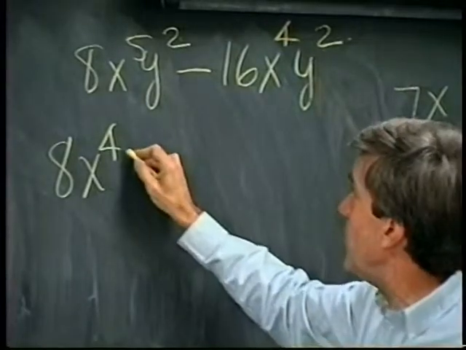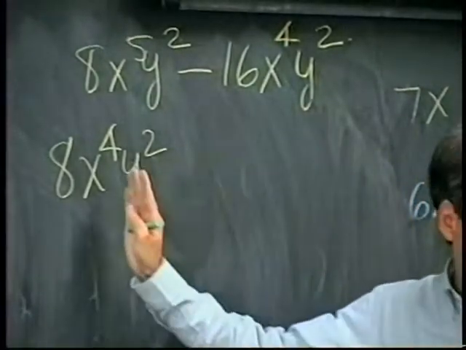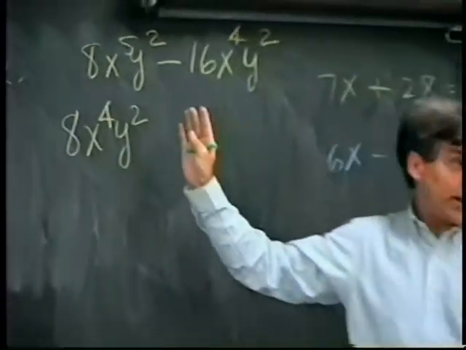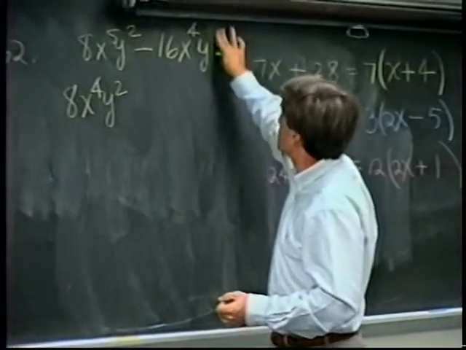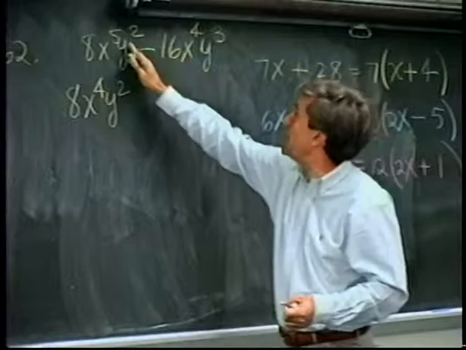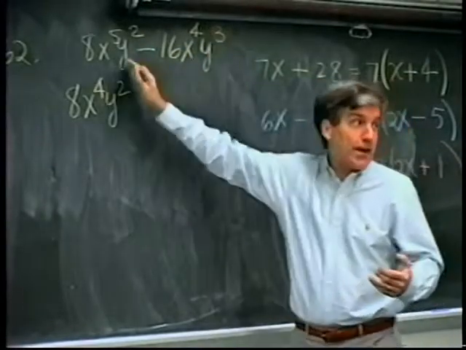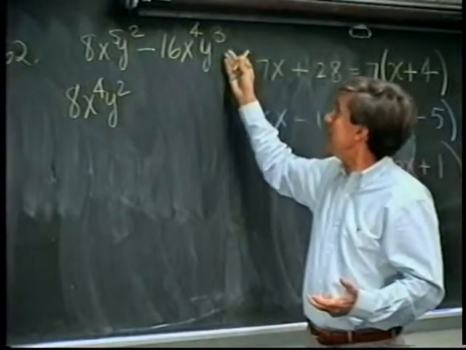So what would you put down? Y squared as the common factor? So that is the common factor. The problem is supposed to be y cubed, y squared, y cubed. What's the common factor between those two? Y squared. All right, thank you.